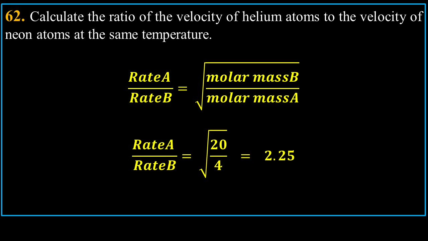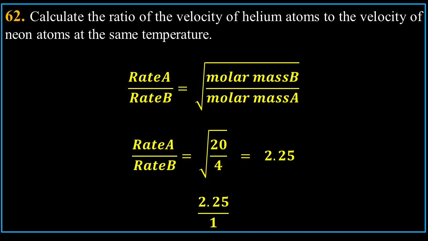And then the square root of that. So it'll be 2.25 to 1. And that's what it will say. 2.25 to 1 is the ratio of the velocity of neon to helium.